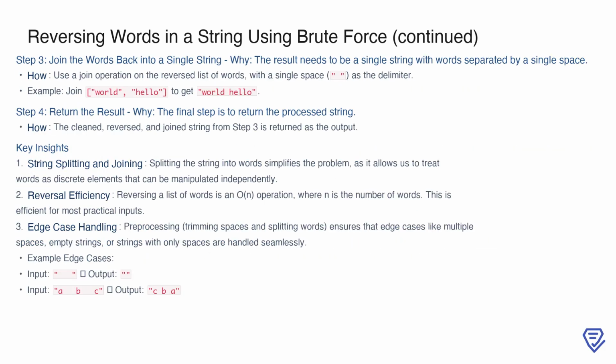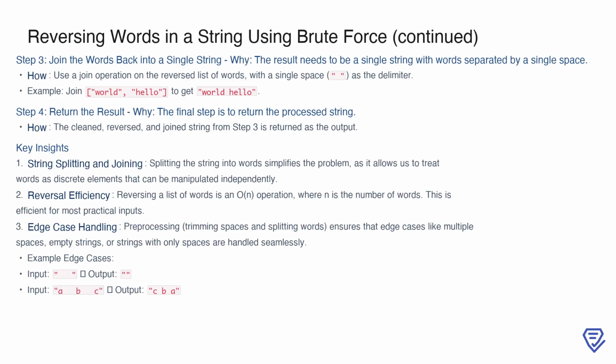After reversing the list of words, the next step is to join them back together into a single string. This ensures the output matches the required format, with words separated by a single space. Using a join operation with a space as the delimiter, we can combine the words into a properly formatted string. For instance, joining world hello would result in the string "world hello". Finally, this processed string is returned as the result.